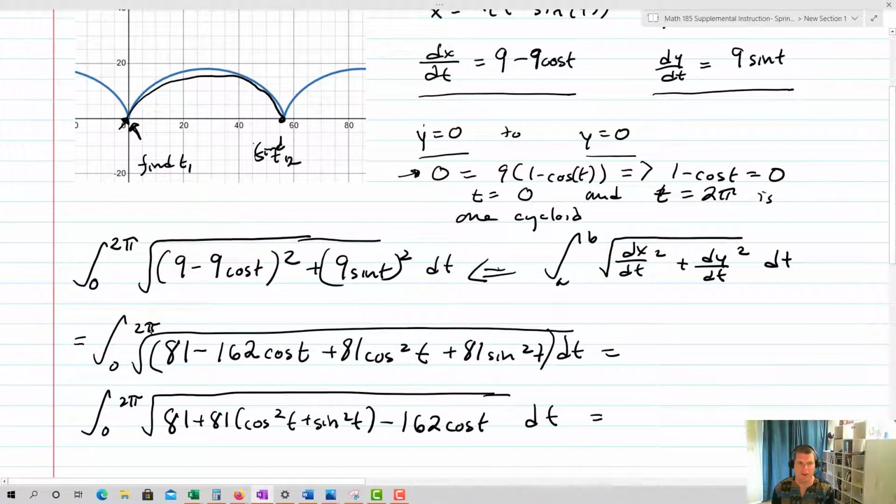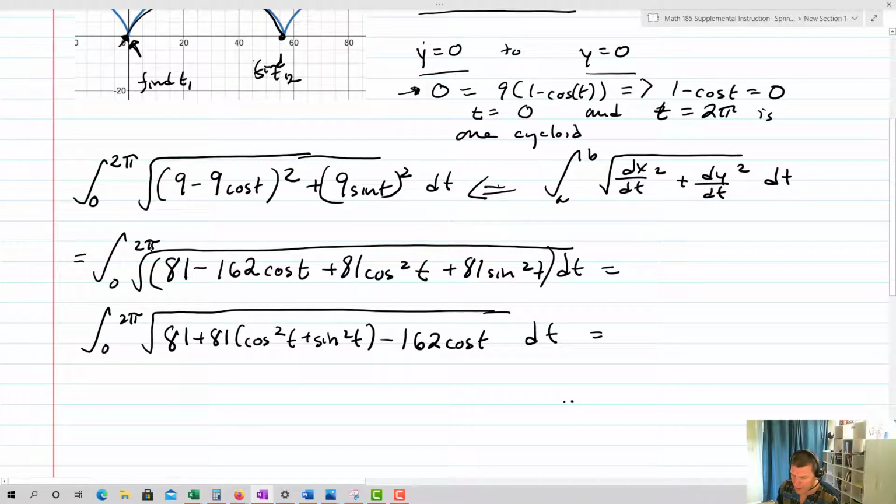The integral from 0 to 2 pi of the square root of 81 minus 162 cosine t plus 81 cosine squared t plus 81 sine squared t, dt. So that actually ends up being our integral. And this is where a lot of people get stuck. It's where I got stuck for a while. I had to do some reading in order to figure it out. So now we go from that, from 0 to 2 pi, to the square root of 81 plus 81 times (cosine squared t plus sine squared t) minus 162 cosine t.